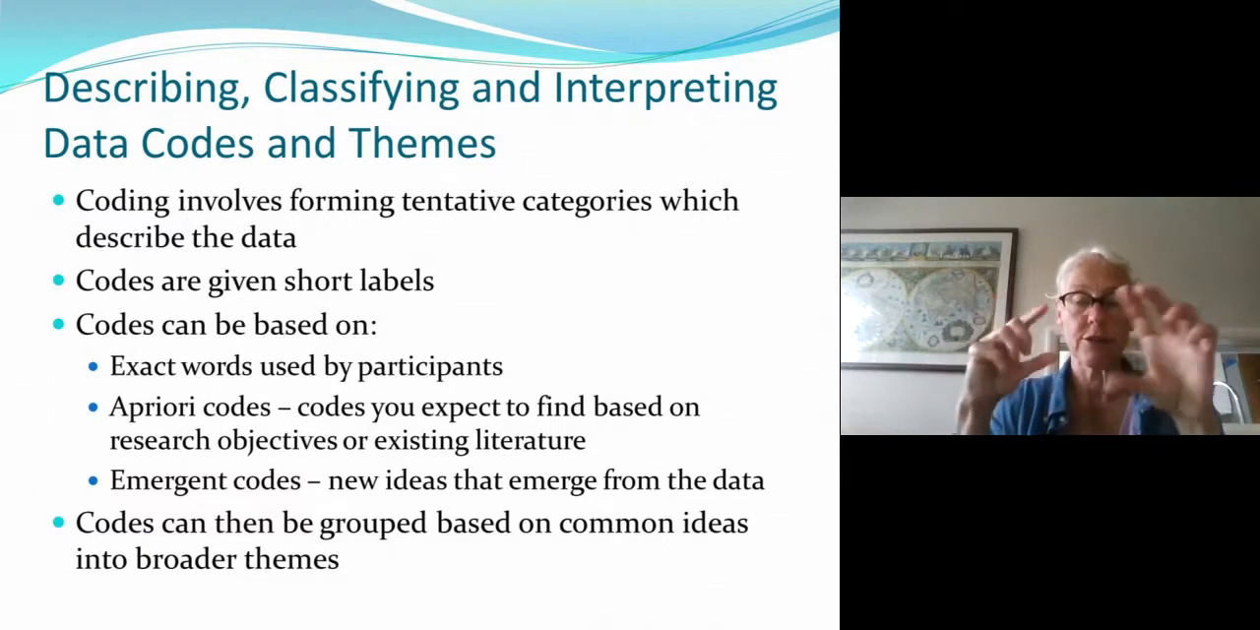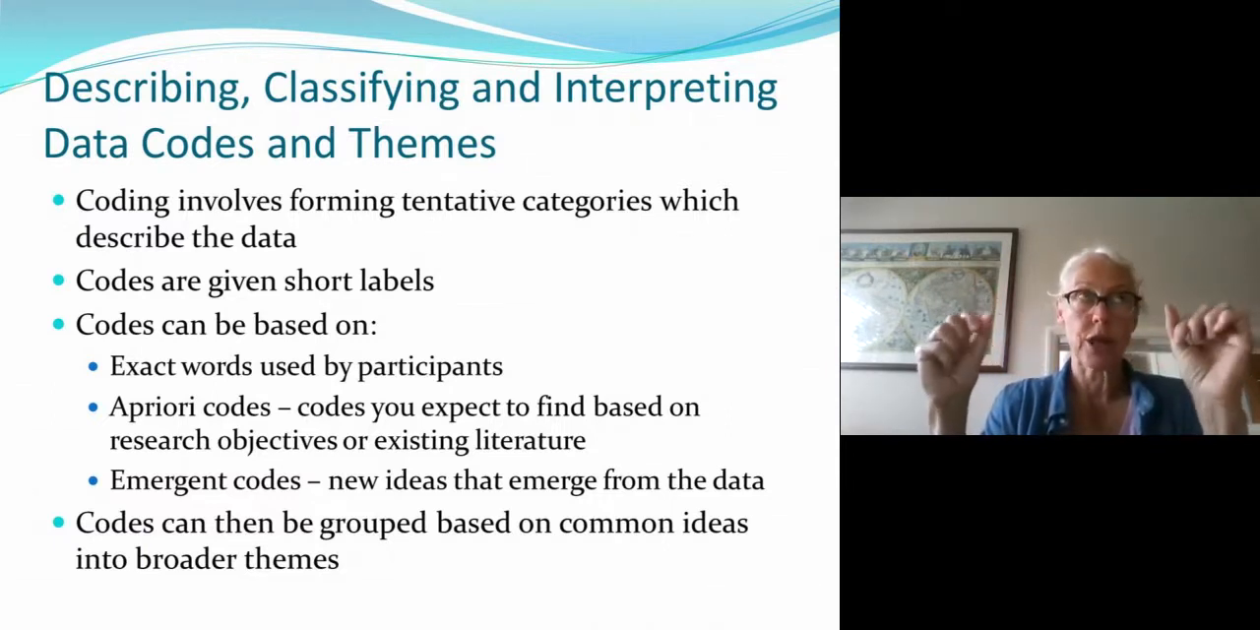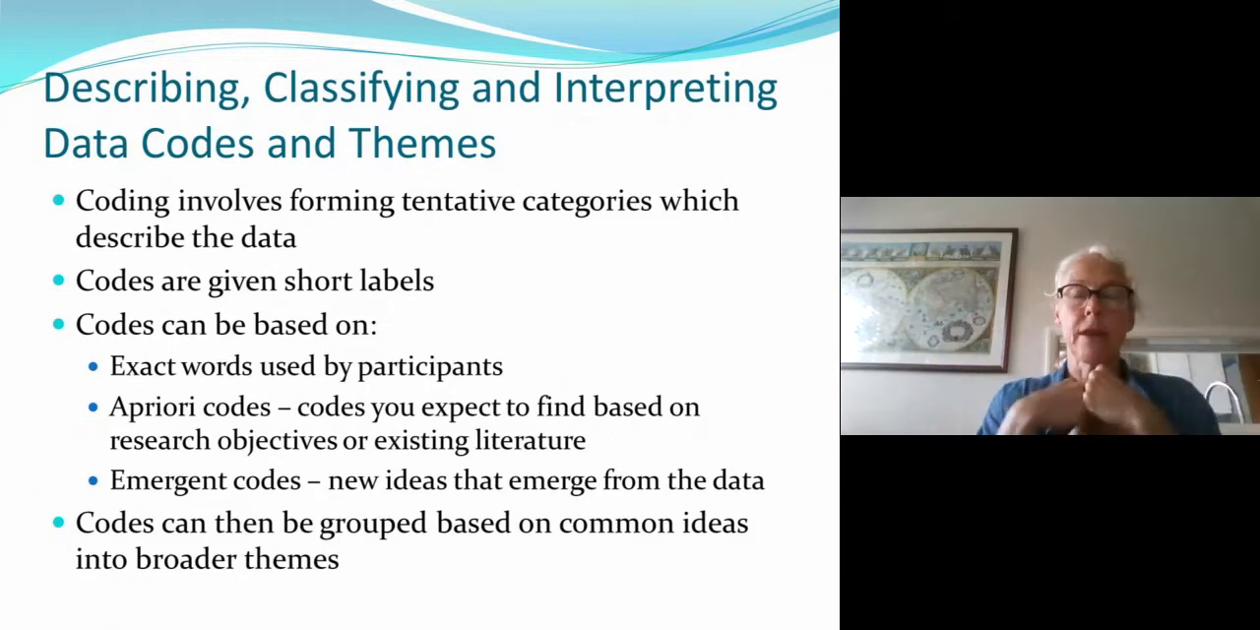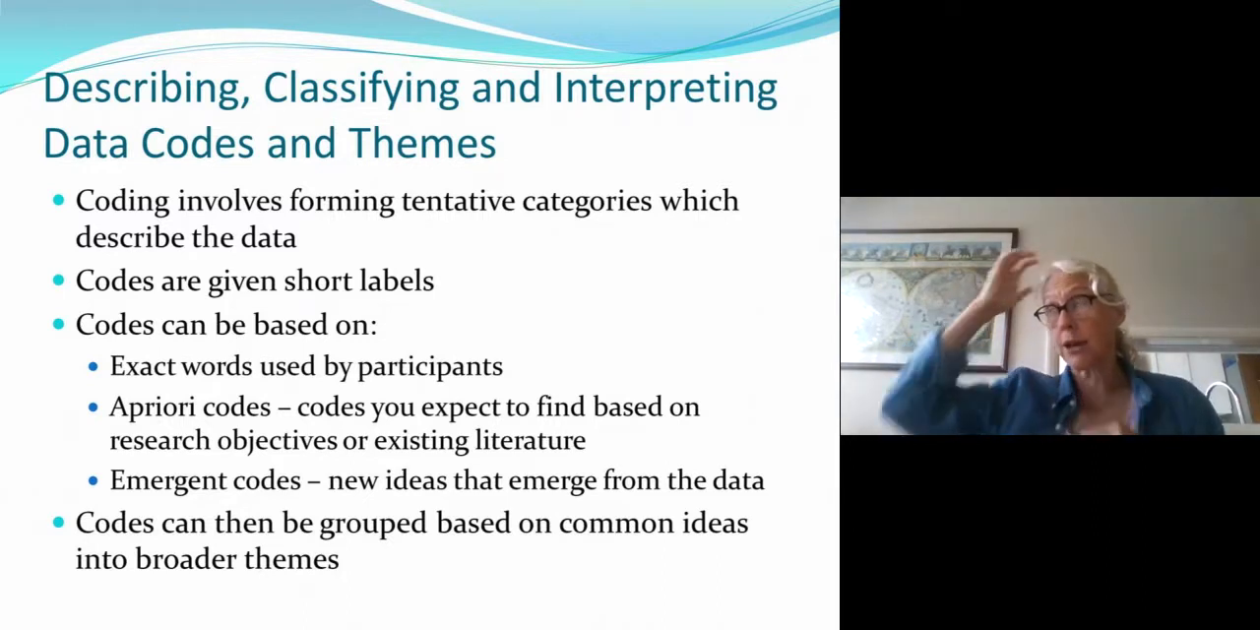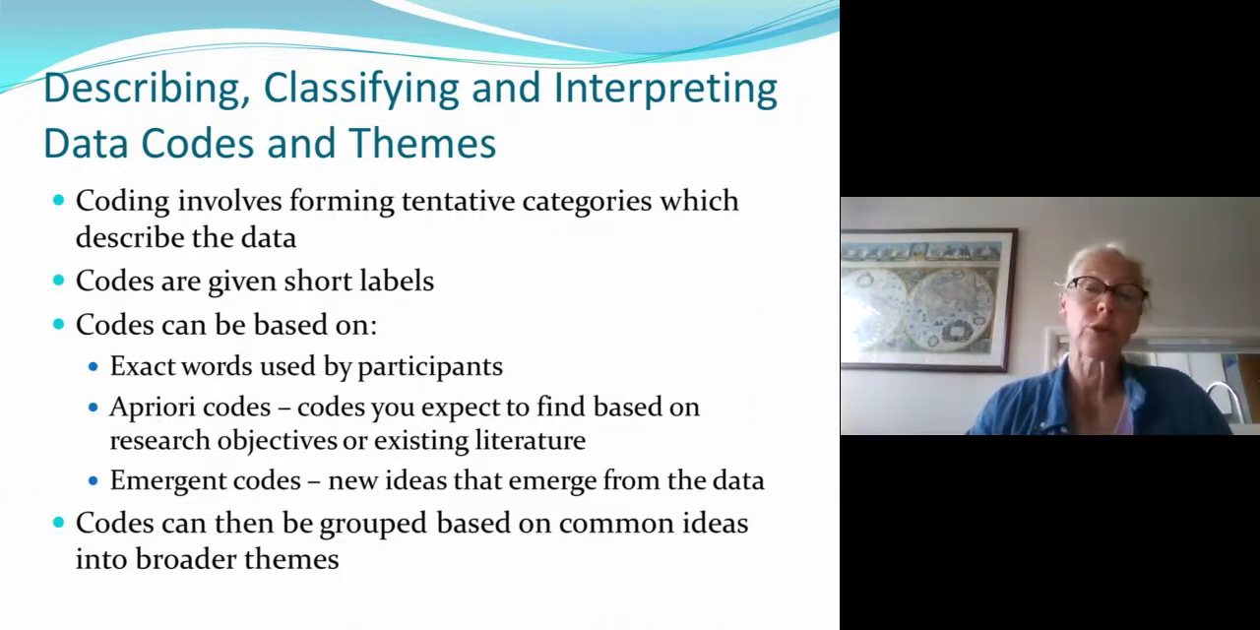So you might have several lines of text and you think that this is a bit of text which is talking about people's green consumption, say. So that would be your short code for that bit of data. And the codes can be based on all sorts of things, but sometimes they're the exact words used by participants. So for instance, we had a code which was called people's must-do list, because people started talking in some tourism research about having a must-do list when they were on holiday in a particular destination. So we used that exact word.